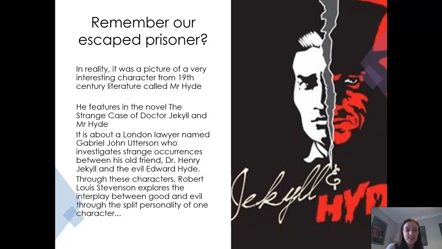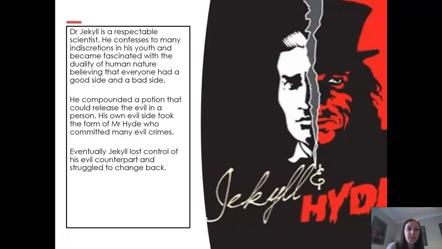Through these characters, Stevenson explores the way in which good and evil might work together, so the interplay between good and evil, and he explores this through the split personality of one character. So Dr. Jekyll is what we would say is a really respectable gentleman, almost a scientist. He confesses to some indiscretions in his youth, and he becomes fascinated with the duality of human nature, this belief that everybody has a good and a bad side.